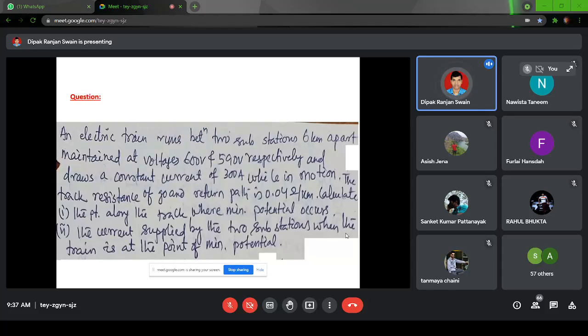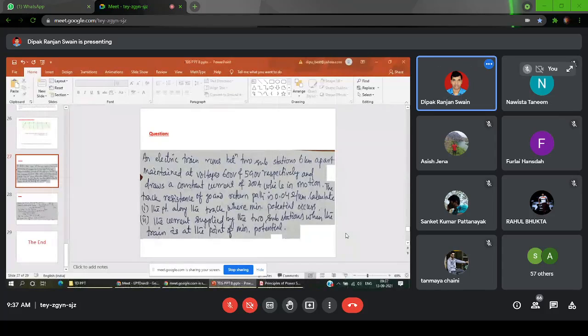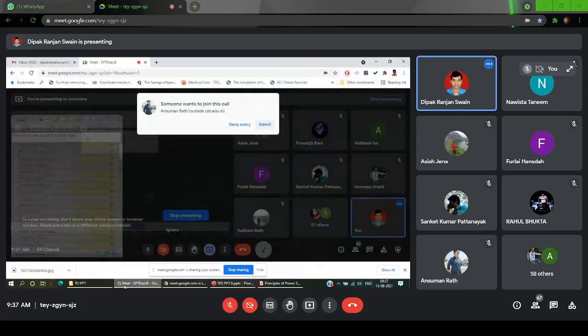So any idea how to start the solution? Now this is a question of DC distribution fed at both the ends at unequal voltages. So that condition is same. Then the load here is not constant, so you cannot show it at a particular point, as we have done till now.